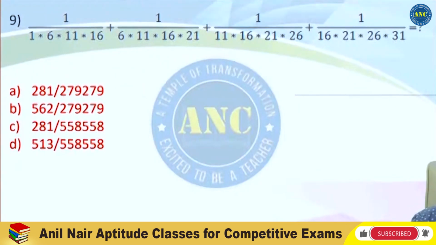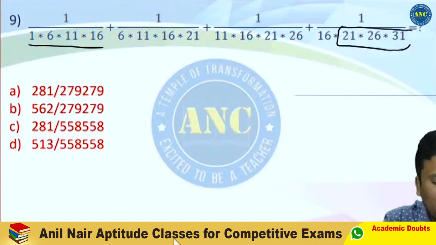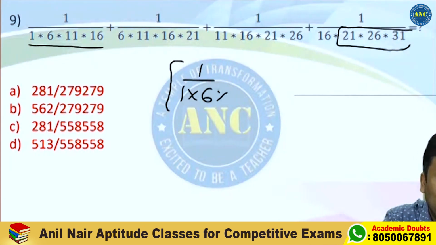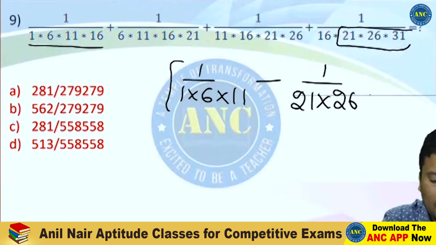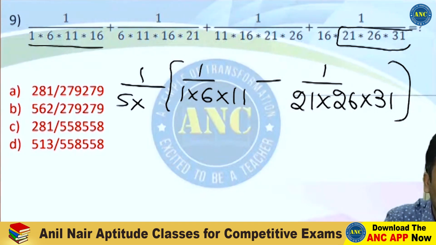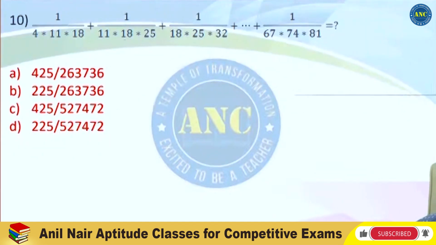Now see here. Listen carefully. Right here also, if there are 4 numerical values, the answer's denominator is 21, 26, 31. Now what is the answer for this question? 4 numerical values are there. 1 by 1 into 6 into 11, 21 into 26 into 31. 1 by 4 in 5, 4 is becoming 3. I hope the idea is clear. Remaining all are calculation based.